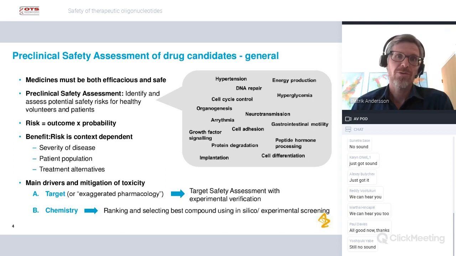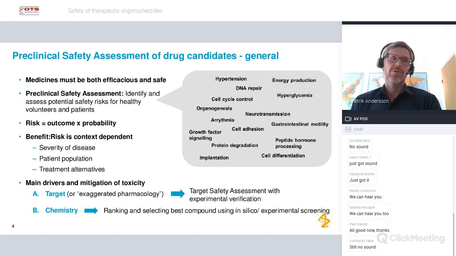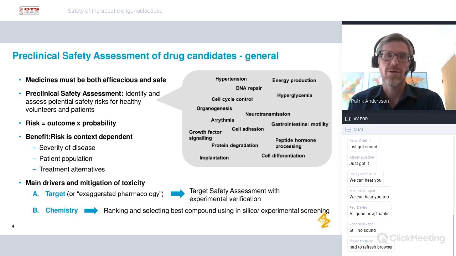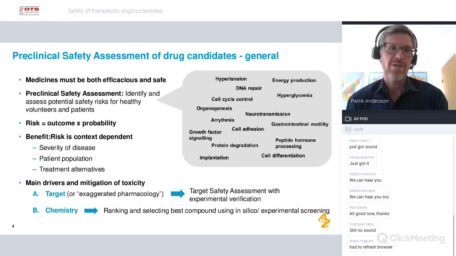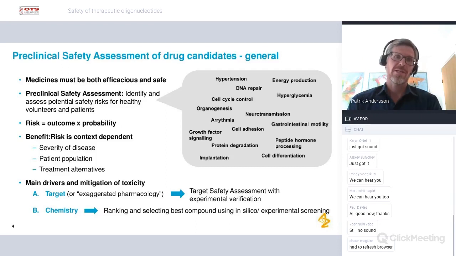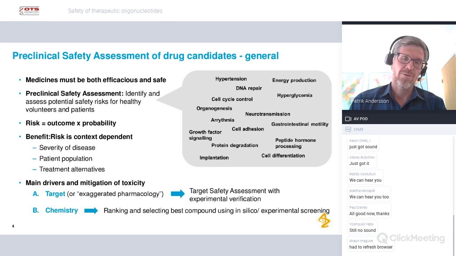It's also important to remember that when we talk about safety assessment and risk, it's really a function of not only what could happen, but also the probability of it happening. So risk is really a function of outcome and probability. I'll come back to that. And the benefit-risk discussion is very much context-dependent. It's about the severity of the disease, the patient population, and the treatment alternatives. I will also come back to that.